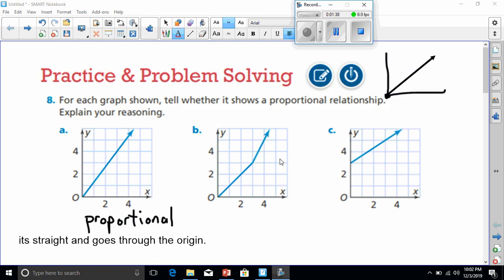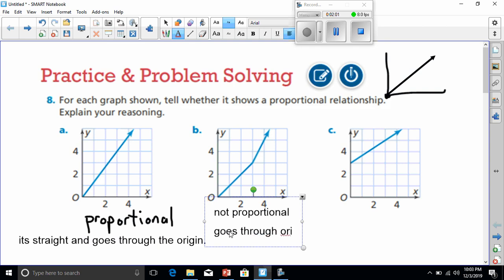For B, we see that it does go through the origin, but the line is not straight. So it is not proportional. I'm just going to type this one out, make it a little easier on me. Not proportional, goes through origin but not straight.